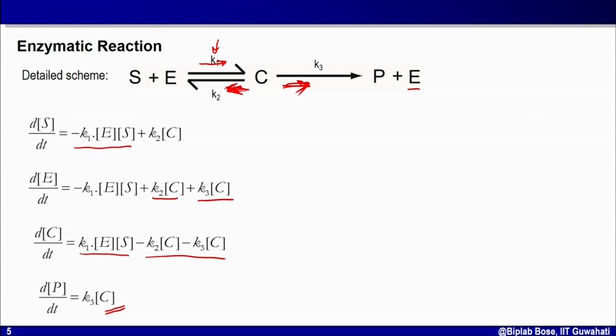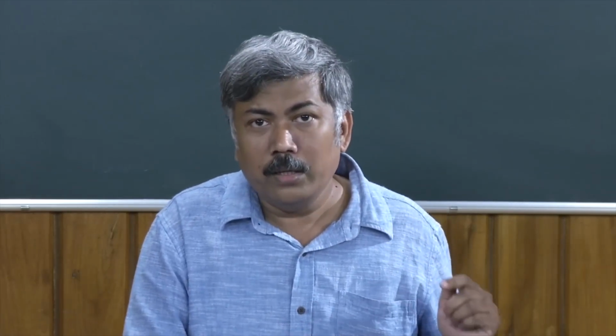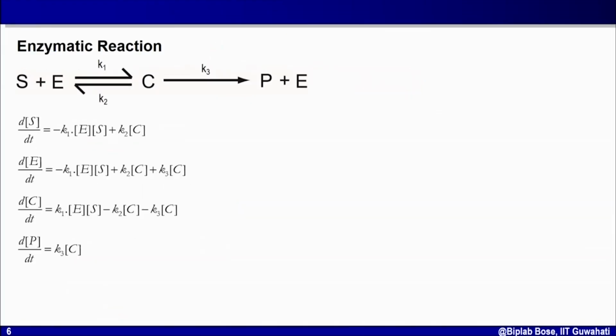Now remember, in this case it is a bit different for the enzyme. In the earlier simple case, I had not considered any ODE for the enzyme because I considered that the enzyme concentration does not change with time. In this case, E is forming a complex, so some of the E is getting sequestered in the complex, and I have a detailed mechanism, so I have considered E as a dependent variable and I have written down an ODE for the enzyme also.